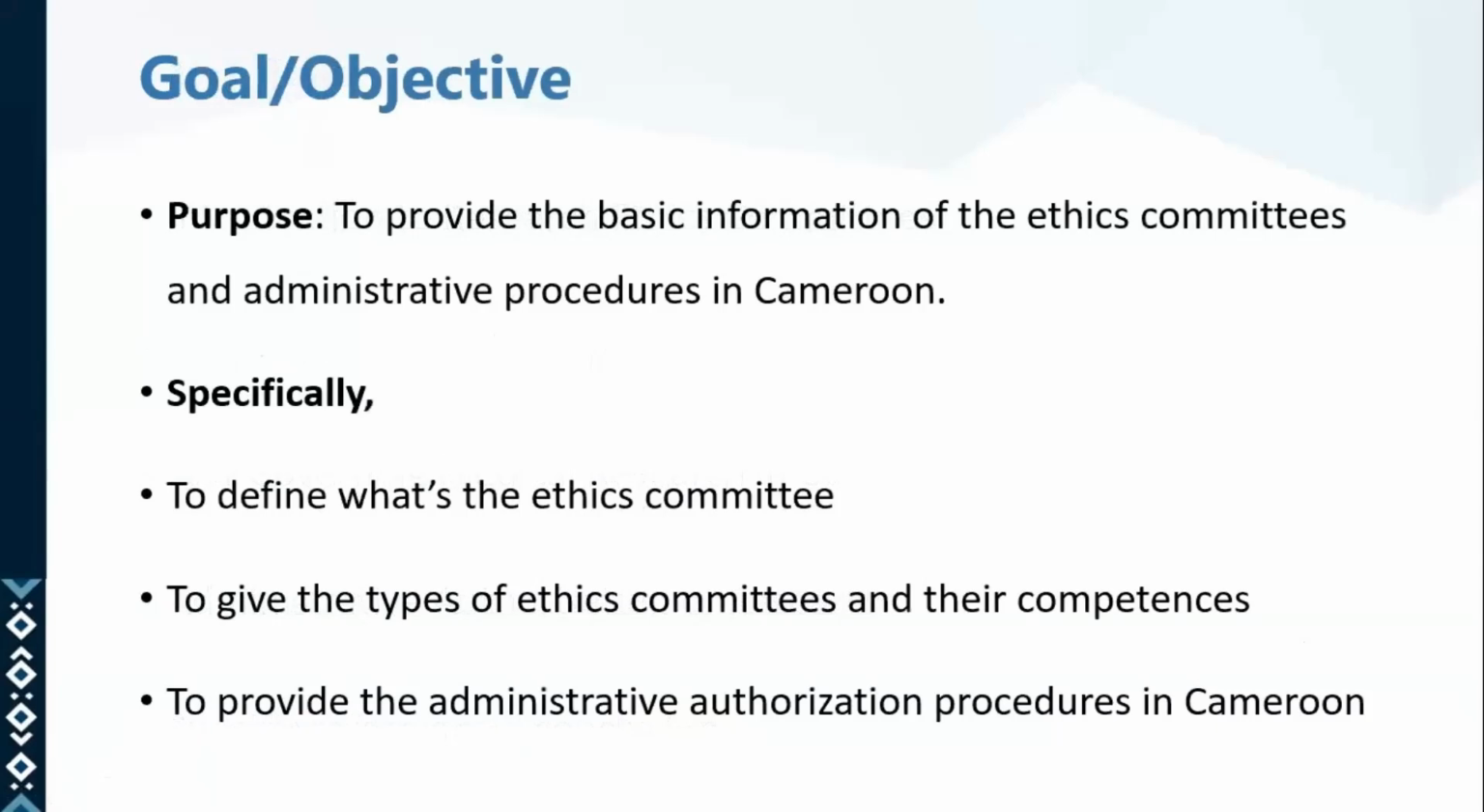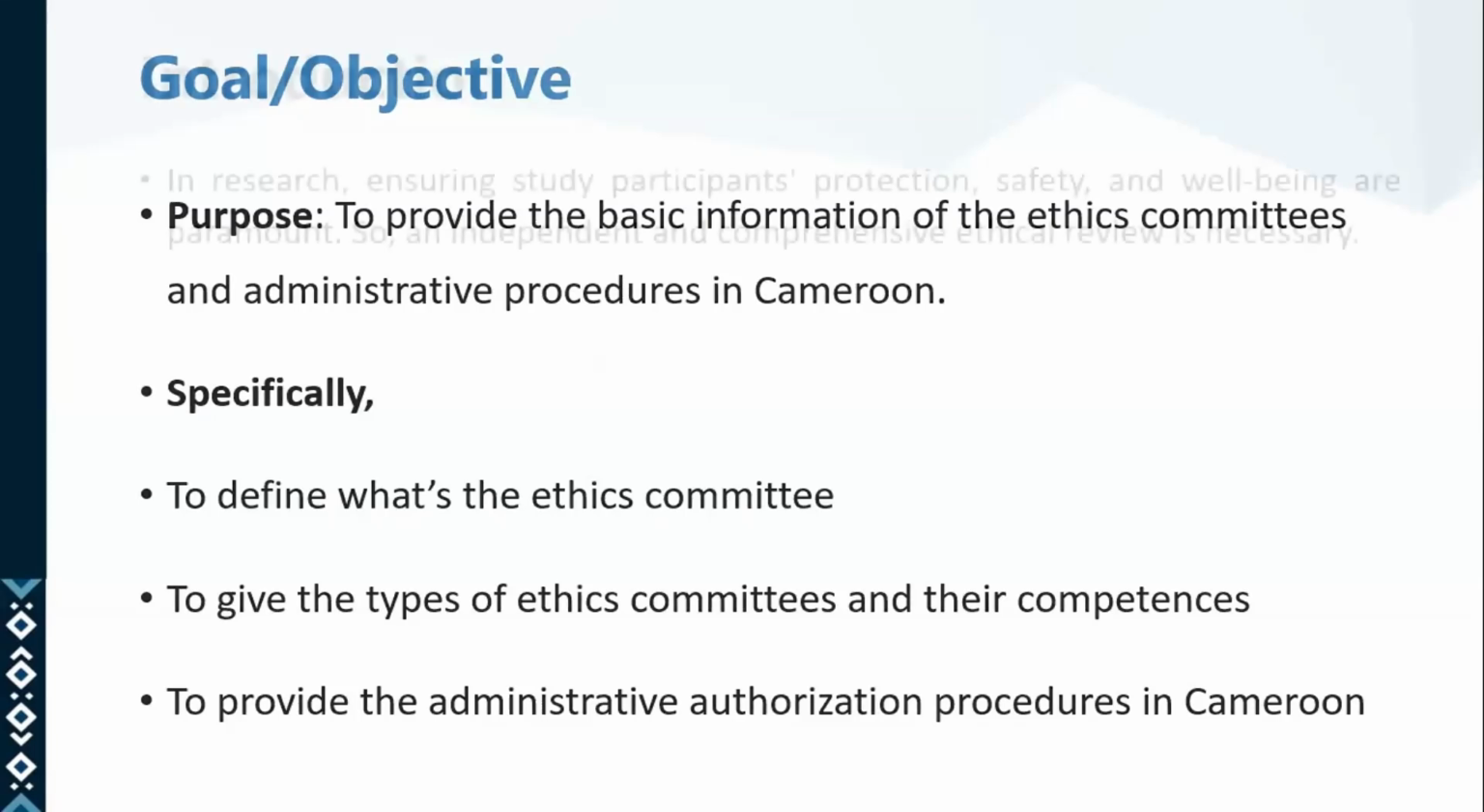The objective of this presentation is to provide basic information on the Ethics Committee and administrative procedures in Cameroon. This will be done specifically by defining what an Ethics Committee is, to give the types of ethics committees and their competencies, and to provide the administrative authorization procedures in the specific context of Cameroon.